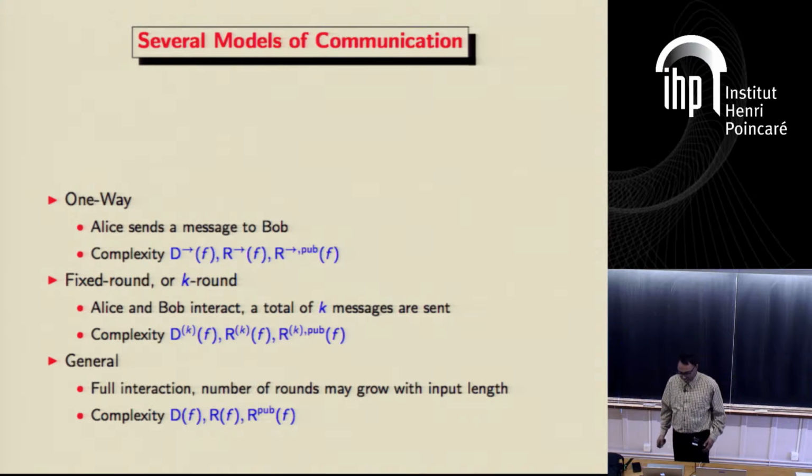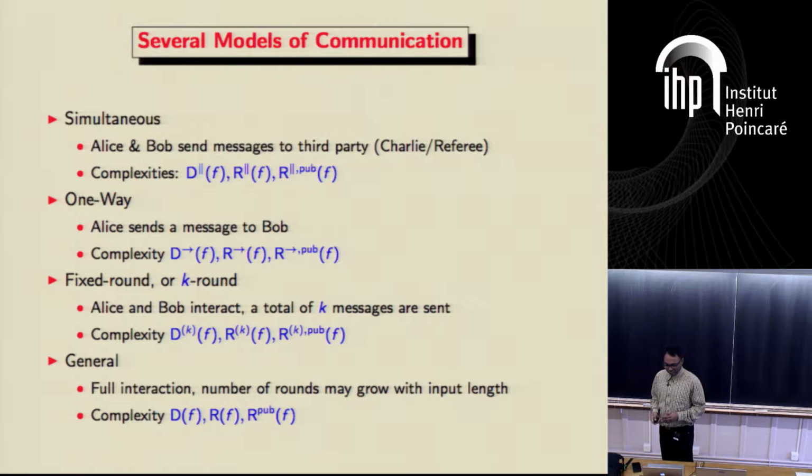Then we can consider k-round complexity, where k is some parameter. K could be fixed, or it could be growing as a function of n, but slowly in some sense. In the general case, you're allowing full interaction and there's no restriction on how many rounds can be used. So if you have inputs of length n, you could consider using n rounds for the interaction. When people just say communication complexity without any other qualifiers, this is what they mean. So this is increasing level of interaction.